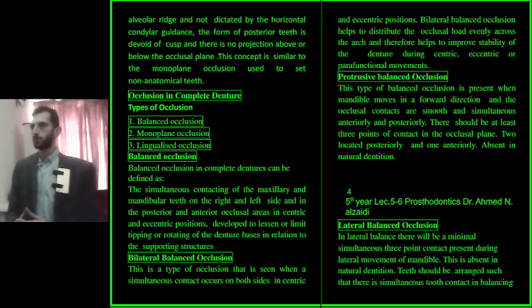Bilateral balanced occlusion. This is a type of occlusion that is seen when a simultaneous contact occurs on both sides in centric and eccentric positions. Bilateral balanced occlusion helps to distribute the occlusal load evenly across the arch and therefore helps to improve stability of the denture during centric, eccentric, or parafunctional movements.